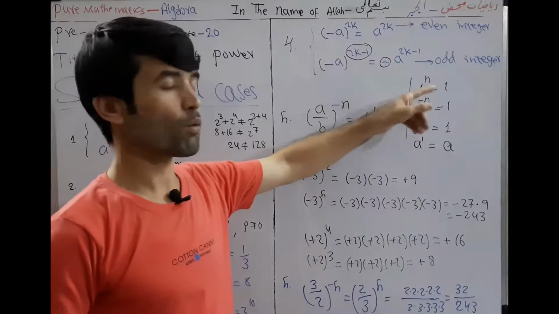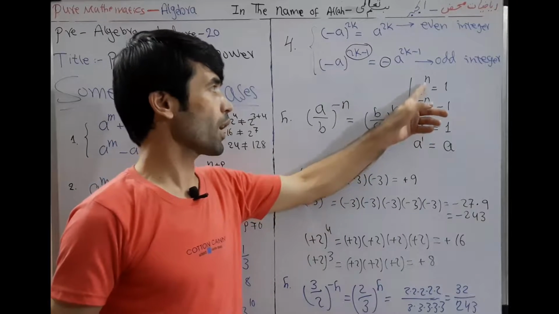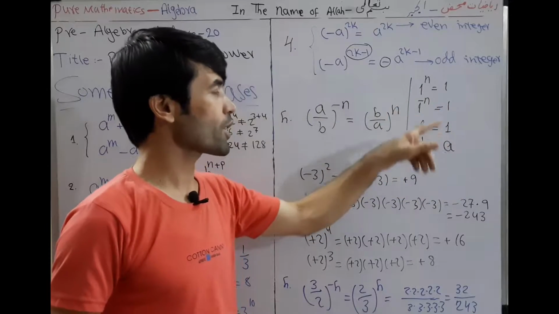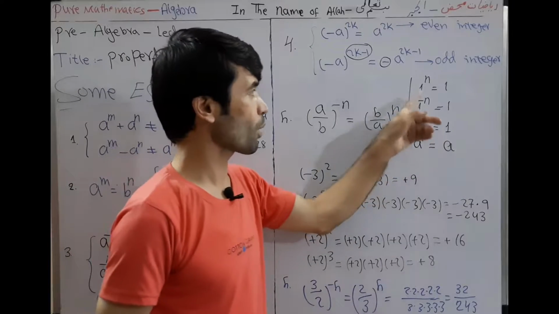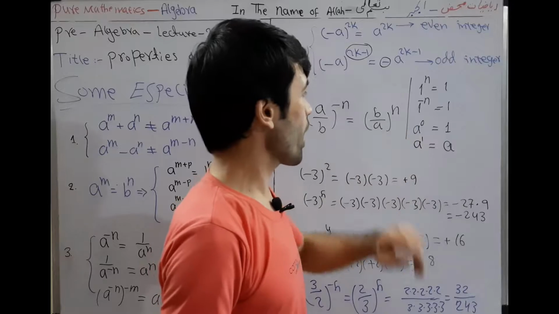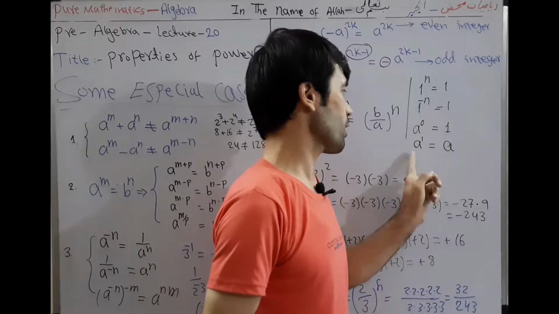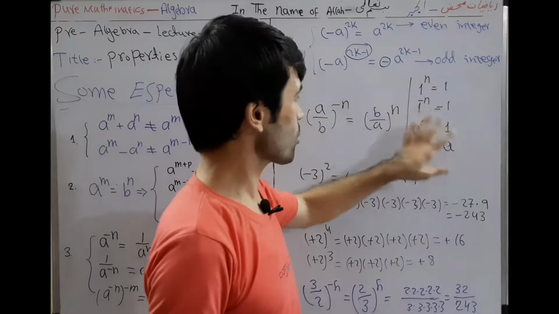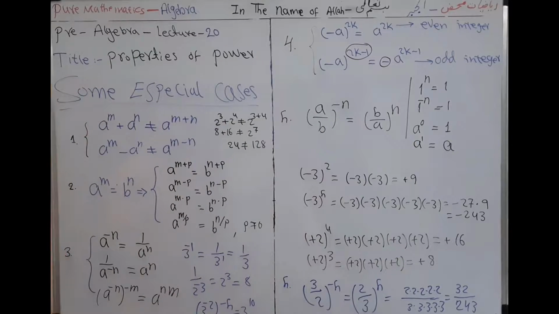Also, here, for the base 1: 1 to the power n is equal to 1. Every number to the power 1 is equal to itself. 1 to the power minus n is equal to 1. Every number to the power 0 is equal to 1. They are also very important. You should consider these rules and regulations.